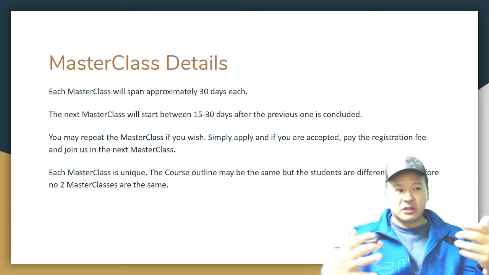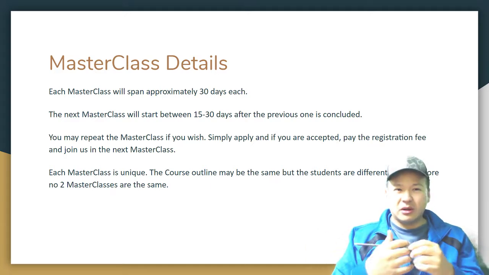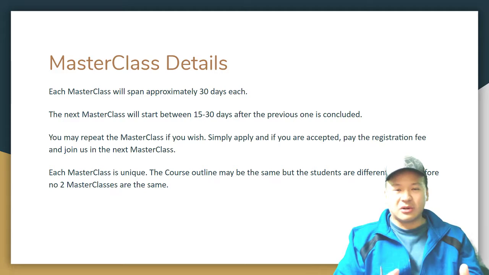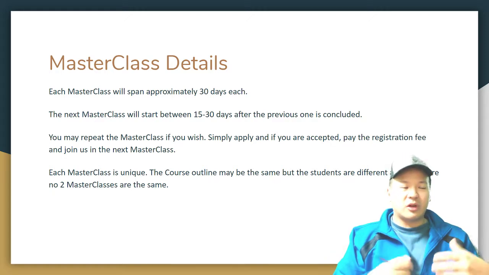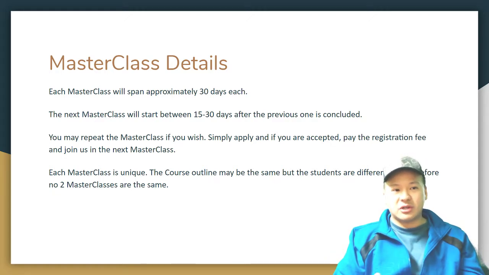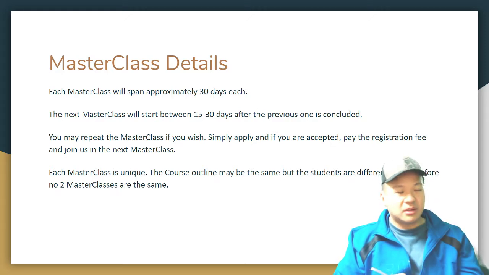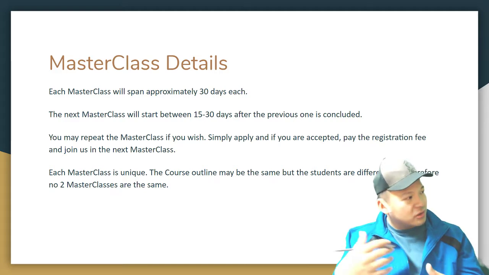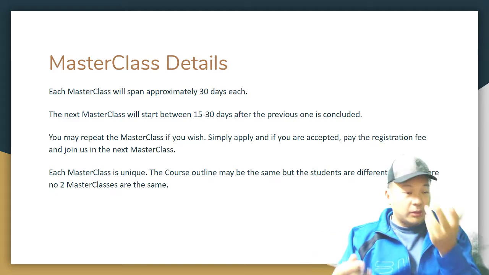So, masterclass details. Each masterclass will span approximately 30 days. I don't want to make it too long, so I'm going to make it 30 days or less. And then the next masterclass will begin 15 to 30 days later. If you graduate and finish and feel competent because you have started a business, you can move on to the next phase, which is maybe the prototype, ideation, validation, testing or pivoting stage.